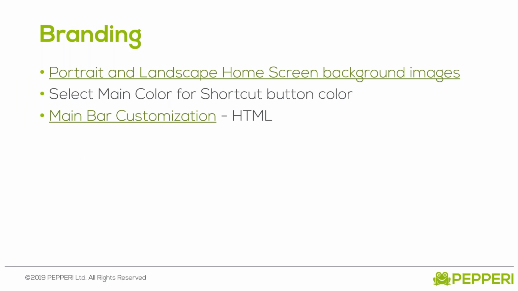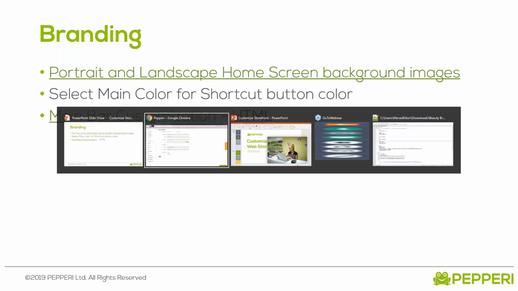Next is branding. The buyer is going to get the invitation and then go and log into your storefront. The home screen, of course, will show the background images that you can load. You can also select a main color for the shortcut button to match your branding colors. It doesn't have to be the Pepperi green. And I'm going to show you also the main bar, the top header bar customization that you can do yourself now with HTML, relatively very easily.